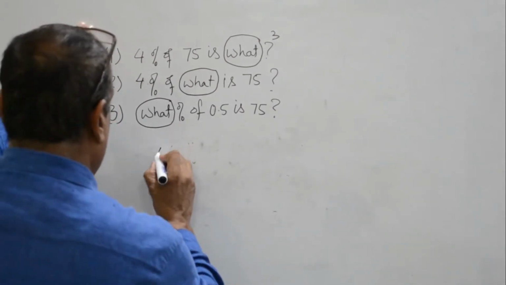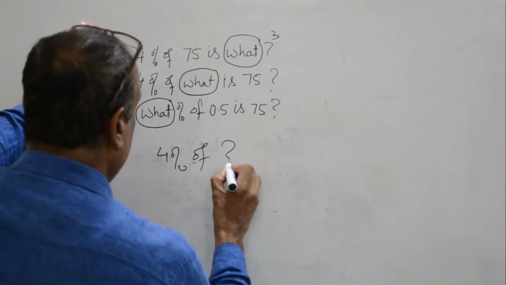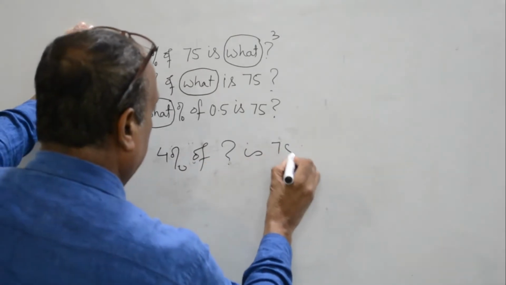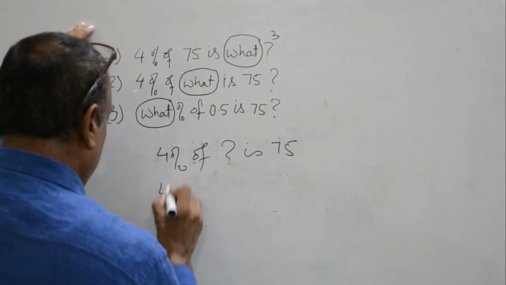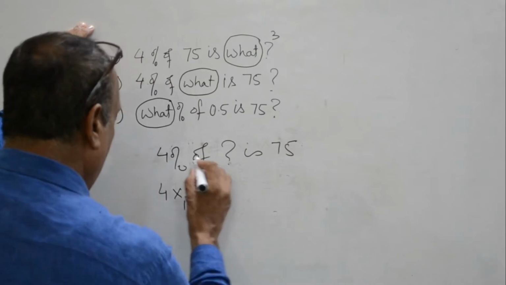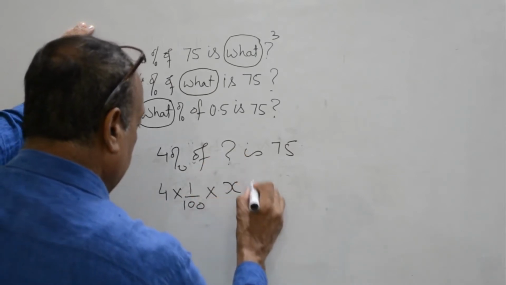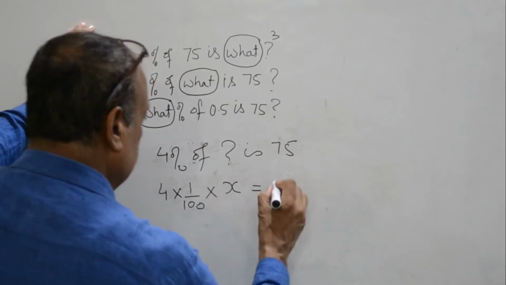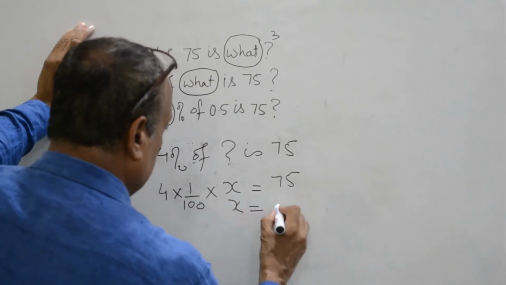4% of what is 75? 4 means 4, percent means multiply it by 1 upon 100, of means multiply, question mark means x, is means equal to, and 75 means 75. So find out the value of x.